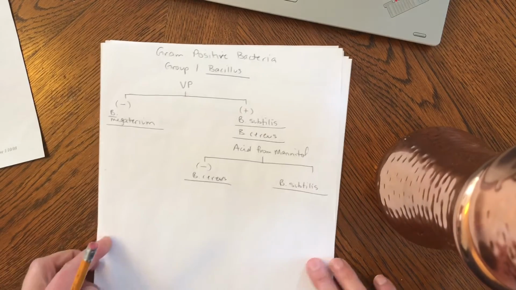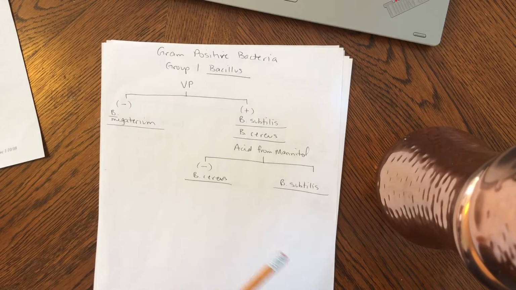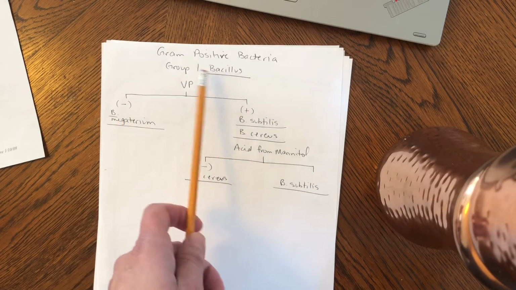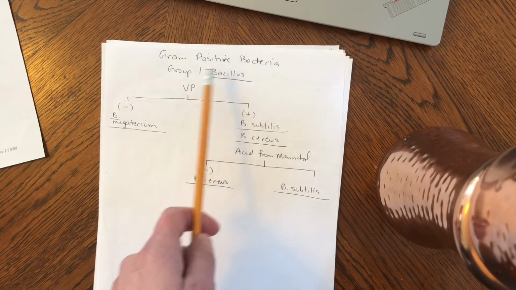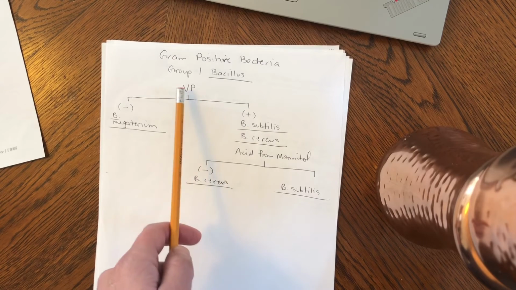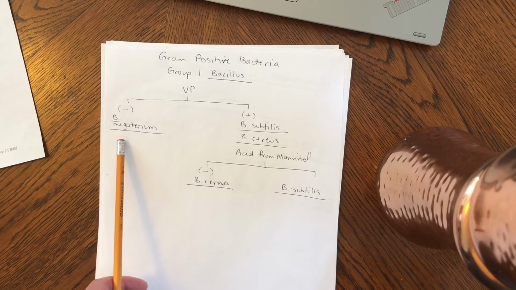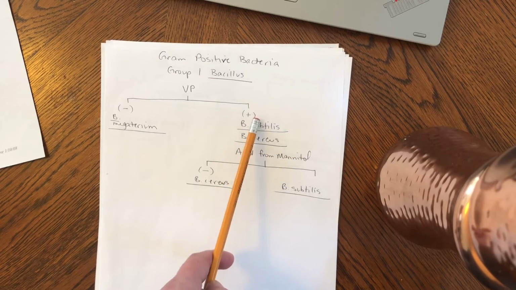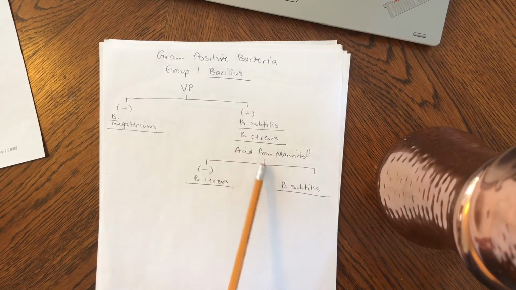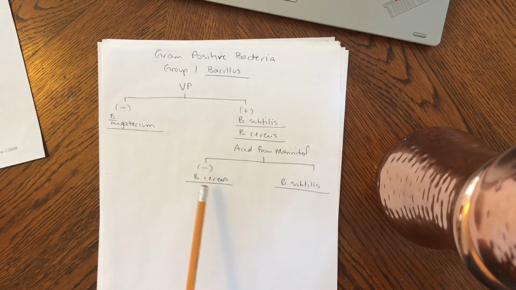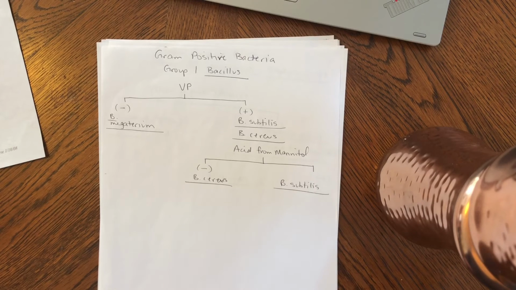I hand drew this separation outline because frankly, I didn't want to have to try to figure out how to do this on the computer. So this is if you ended up in group 1, Bacillus. Now you look at your VP test, and based on it, you're either going to be negative or positive. If you're negative, you're going to end up with Bacillus megaterium. If you're positive, you're either one of these two, and then you're going to look at your acid from mannitol. You'll figure that out, and then you'll either be Bacillus cereus or Bacillus subtilis, and that's your unknown, okay?